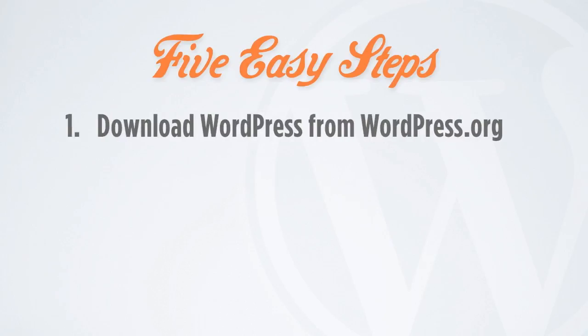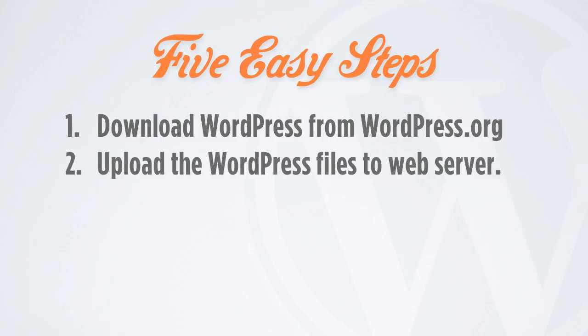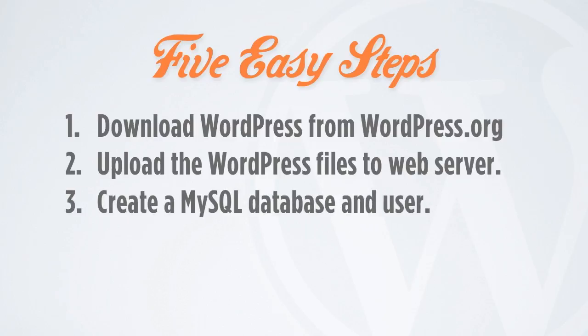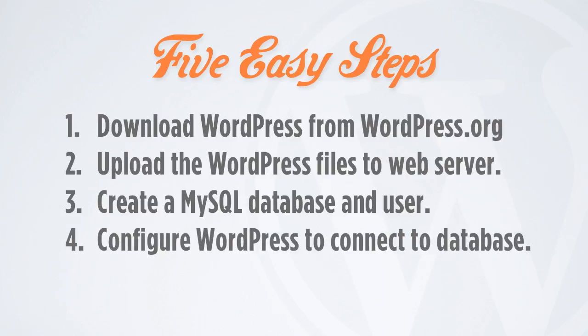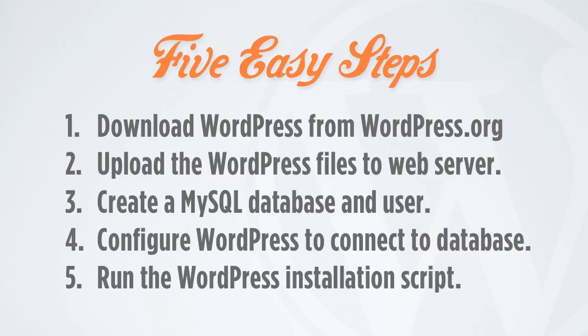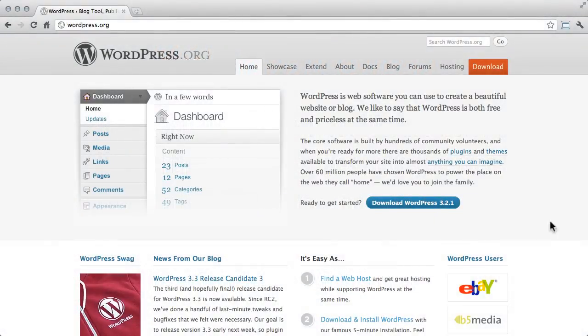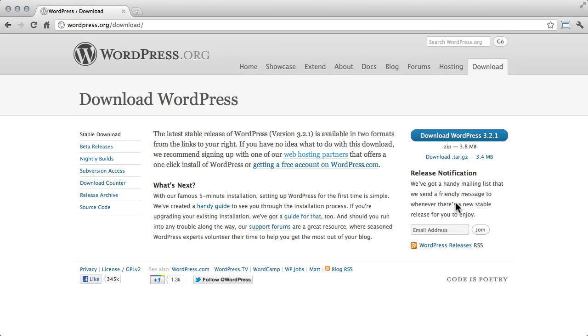First, we'll download the latest version of WordPress from wordpress.org. Then, we'll upload those files to our web server using FTP. Third, we'll create a MySQL database and user for WordPress. Then, we'll need to configure WordPress to connect to our newly created database. And last, we'll complete the installation and set up our new website. So let's get started. First, let's download and unzip the latest version of the WordPress software from wordpress.org.